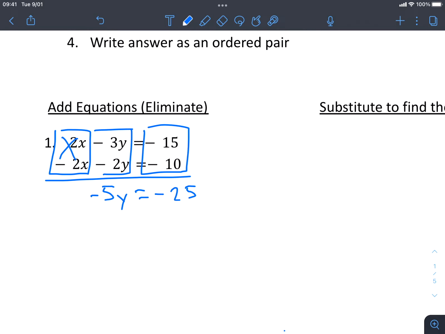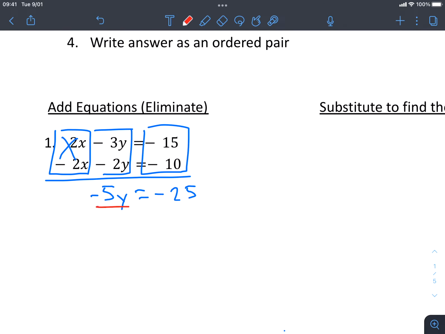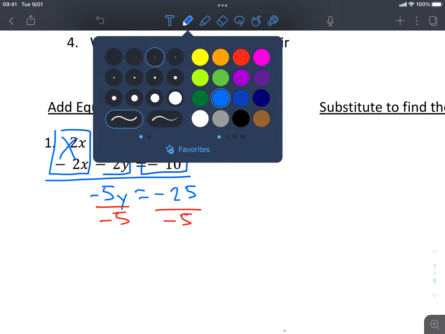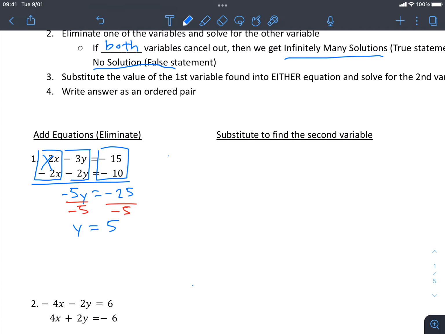Now I have an equation that I can solve with a simple operation. Since I'm multiplying negative 5 times y, I can divide by negative 5 to get rid of it. So y is equal to negative 25 divided by negative 5, which is just 5. So I've found one variable. I eliminated the x to find the y.